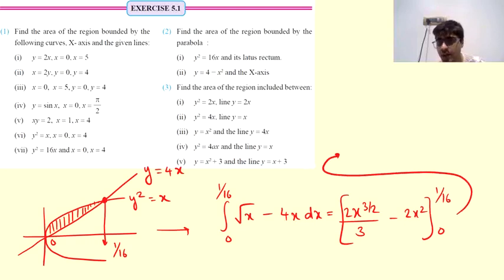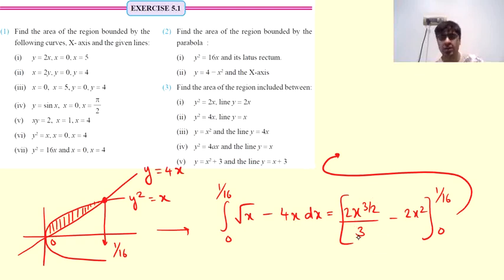So try to evaluate that, and you have 16 power 3 by 2, that is cube of 4, and cube of 4 will be 64, into 2 will be 128 upon 3. From that you subtract whatever you get when you put x as 1 by 16. So 2 upon 256. I'm so sorry, I have made a mistake here because I put x as 16. So I need to put x as 1 upon 16.